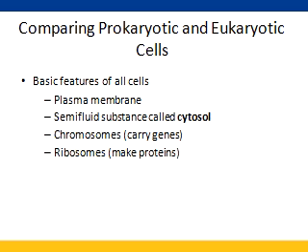Basic features of all cells: it doesn't matter whether it's prokaryotic or eukaryotic. You would answer these questions if you were asked, what are the basic features of any type of cell? So all cells have a plasma membrane. They have a semi-fluid substance, kind of like a jelly, called cytosol, and that's what the organelles are in, in the eukaryotic cells. They have chromosomes of some sort that carry the genes, and they also both have ribosomes. And ribosomes are very important because that's what allows those cells to make proteins and in turn express that.